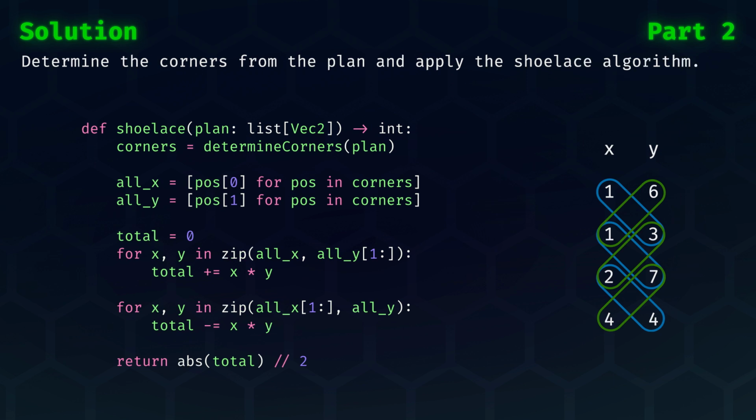The shoelace algorithm requires us to get the coordinates of the corners of our polygon. We can determine these from the plan itself, but assuming that we have them, then applying the shoelace algorithm is as simple as follows. You extract all x and y positions, and then we can loop over them in pairs while multiplying them out and adding them to the result. This is equivalent to the blue laces on the image. On the second loop over the pairs, we subtract the result, which matches with the green laces on the image. In the end, we take the absolute value and we divide by 2 to get the actual area.